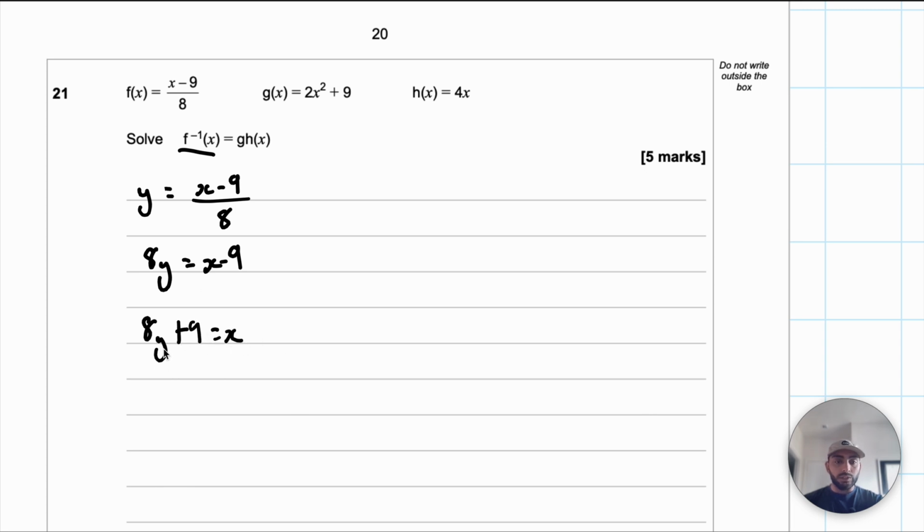Last thing that we need to do is swap the y and the x around. So 8x plus 9 is equal to y. So this is my inverse of f of x. So I'll just rewrite it. The inverse of f of x is equal to 8x plus 9.